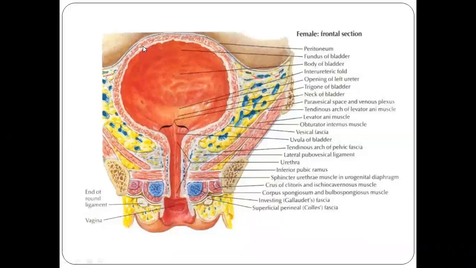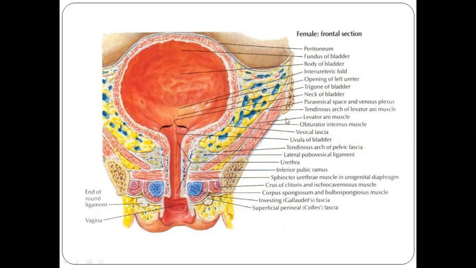This is the mucosa of the bladder. In the whole of the bladder, the mucosa is present in folds. But in the trigone, it is tightly adherent to the muscular coat. When the bladder is empty, the mucosa is thrown into folds, and when it is full, the folds disappear. But the mucosa of the trigone is fixed to the muscular coat. It is not thrown into folds.